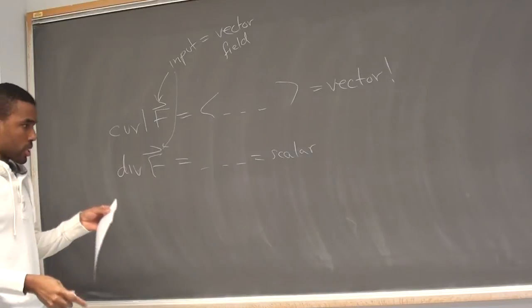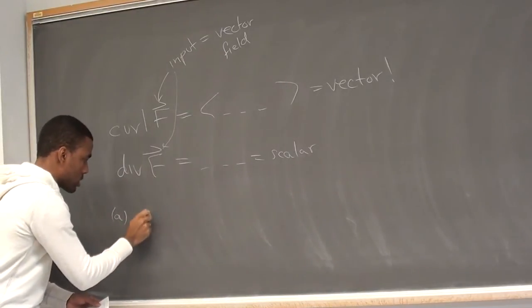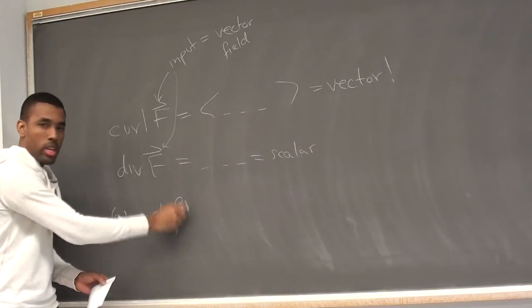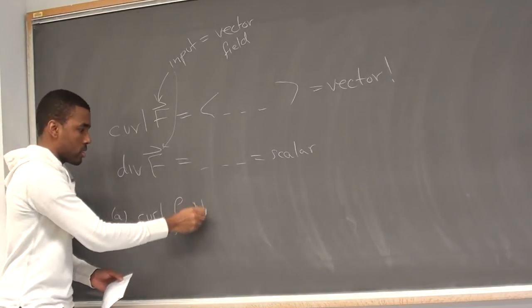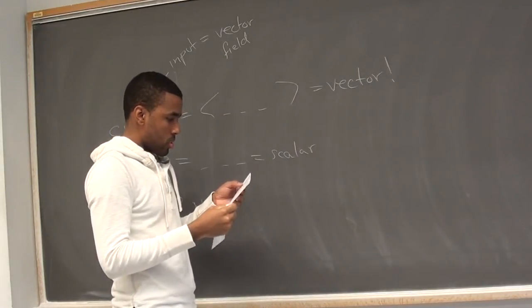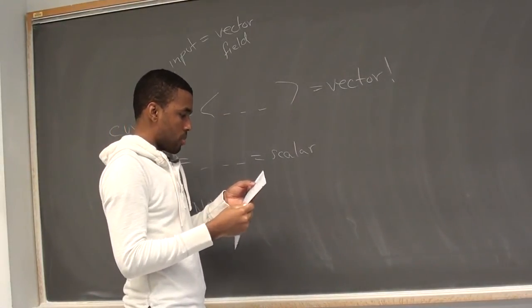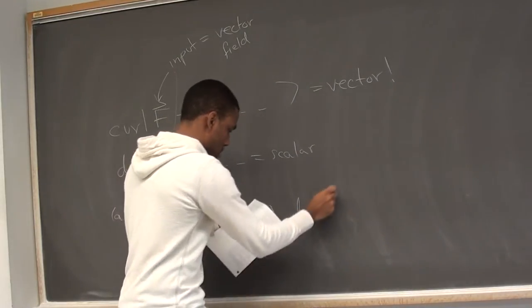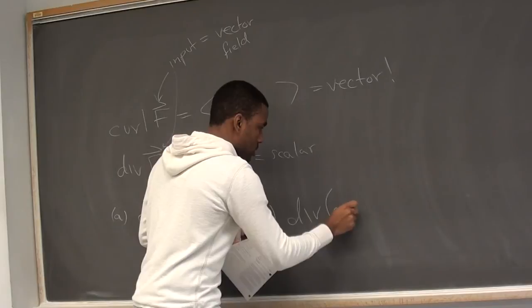So for part A, for example, it says curl of f. That obviously makes no sense because this is not a vector field. So you'd say, no, that doesn't make sense, right? Div f obviously makes sense. Grad f obviously makes sense. If you look at something like the divergence, this is part E. The divergence of the gradient of f.